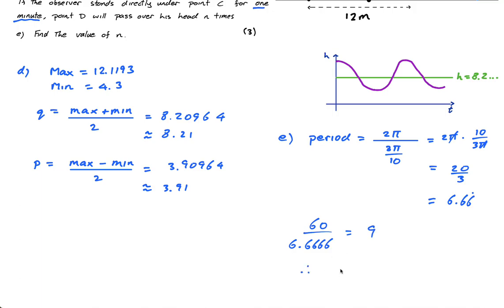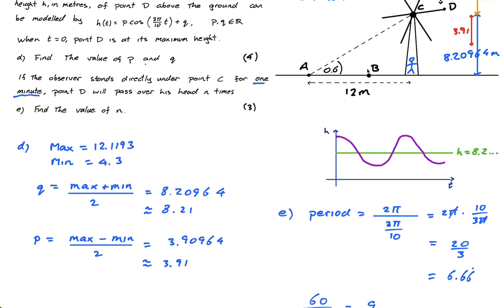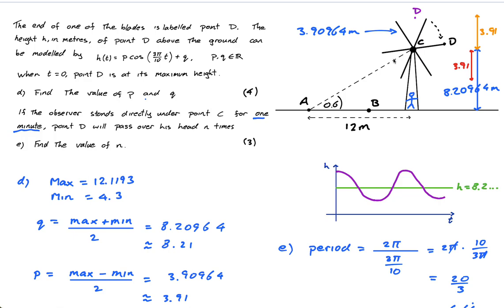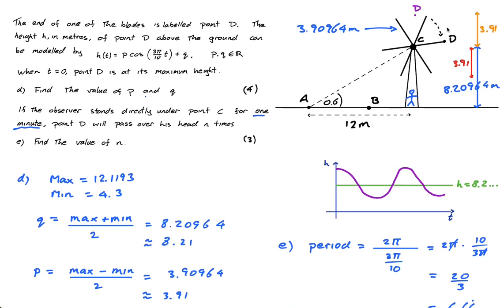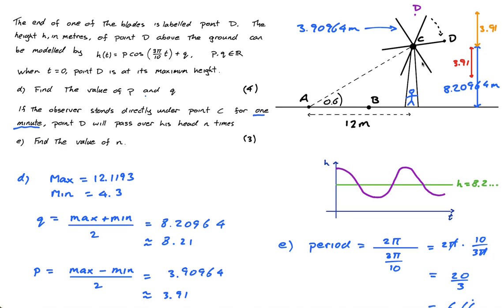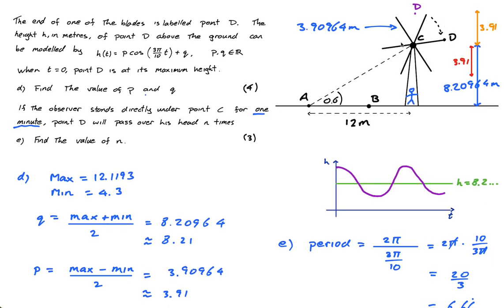Therefore, 9 times. I mean, even if it wasn't exactly 9, remember that's just how many times it takes to get back to here. So it's definitely going to have gone over his head. Even if you did 59 seconds, the answer would still be 9 because after 59 seconds, it would probably be somewhere like here, but it would have passed over his head. So just a little tricky question at the end.